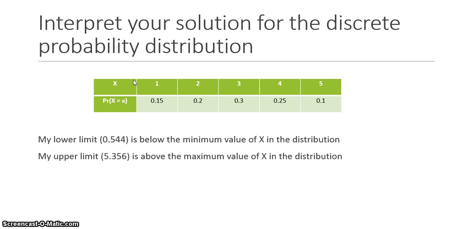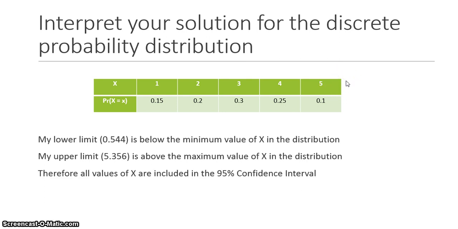My upper limit, 5.356, is above my upper limit in the distribution. My largest value in the distribution is 5, and 5.356 would be higher, or over here to the right of this value. So therefore, all my discrete values of x in the distribution 1, 2, 3, 4 and 5 are included in the 95% confidence interval. Therefore, for this distribution, the 95% confidence interval is 1 to 5.